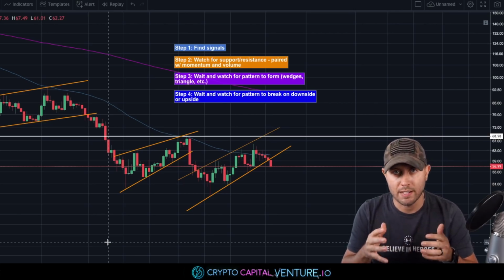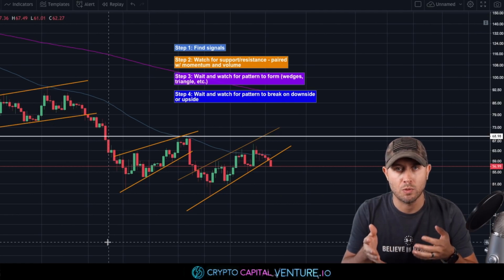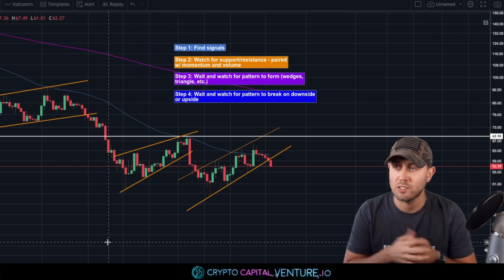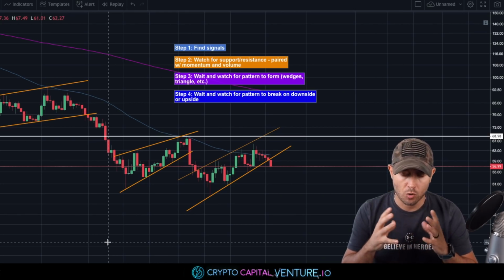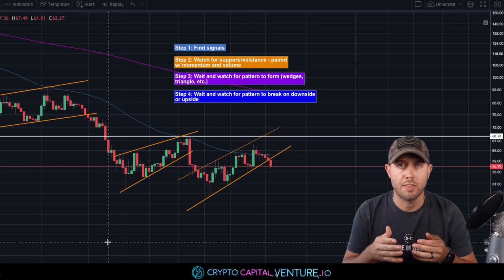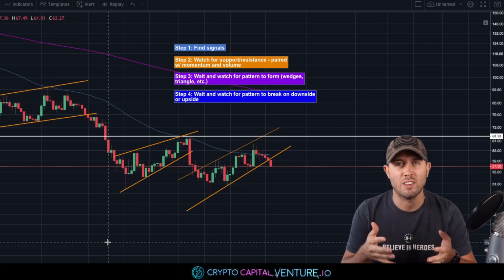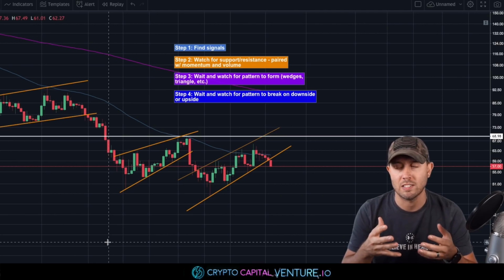So step one is to find signals. It really doesn't get any more simple than that. Find signals, look out for signals. Step two is watch for support and resistance. Along with that, you can pair it up with things like momentum oscillators and things like volume. So that's step two, really looking for support and resistance.